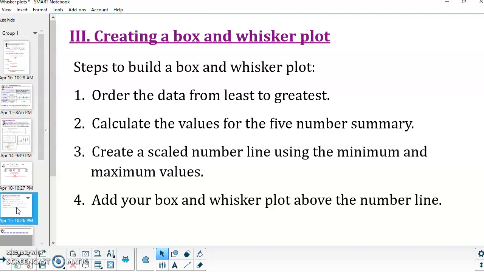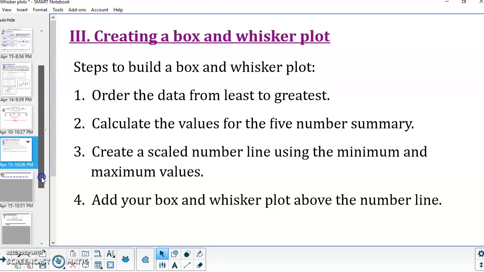So here are the steps to go about creating a box and whisker plot. Feel free to pause it here and write those down. I'm not going to read through them because you can obviously read through them. The one thing that I definitely want to draw your attention to is number 3. Make sure that you've got a scaled number line. So I don't want to just see the numbers for minimum, Q1, Q2, Q3, and maximum. I want you to space it out. So count by 2s, count by 5s, whatever makes sense for the problem. But I want to see all of those numbers. I don't want to just see your 5-number summary.